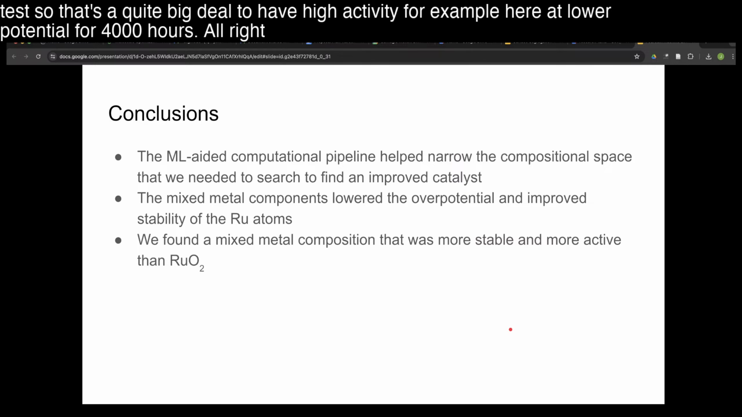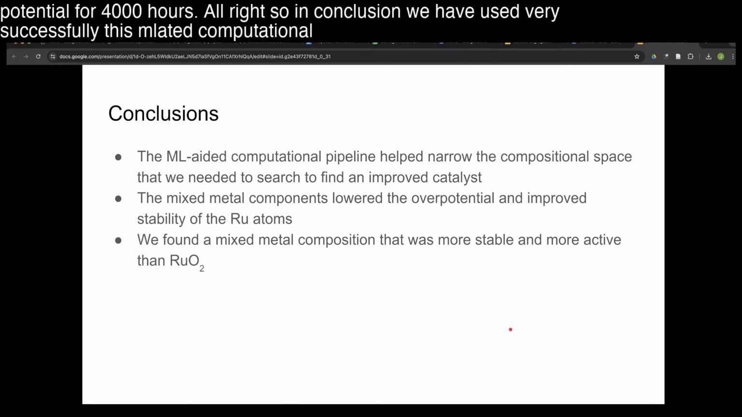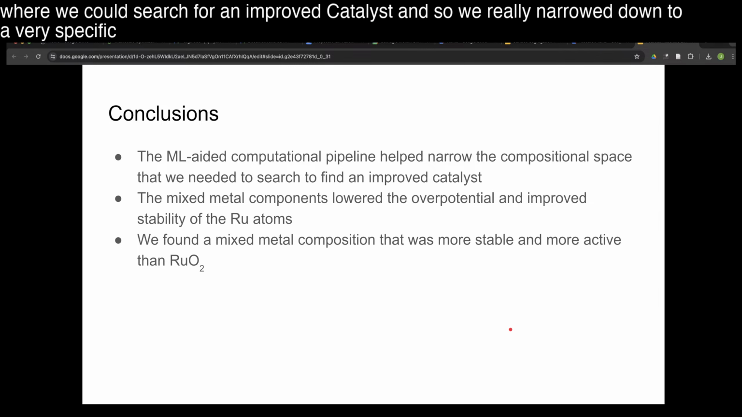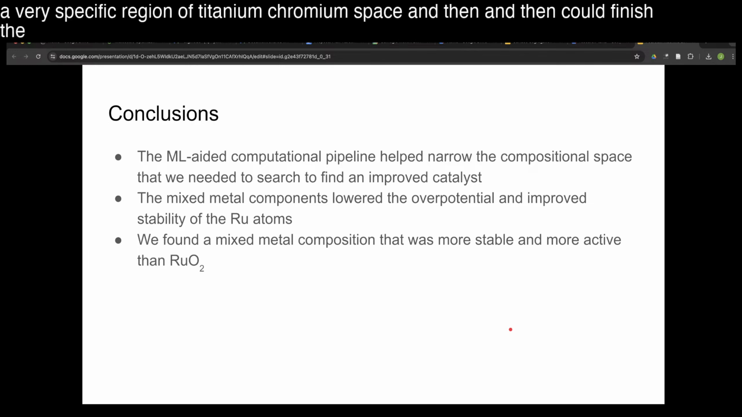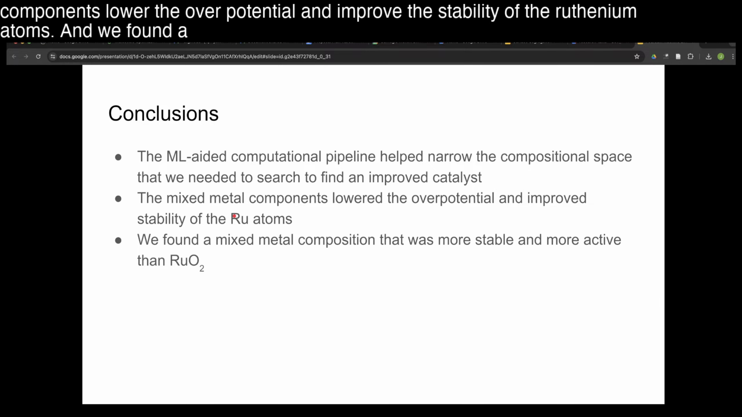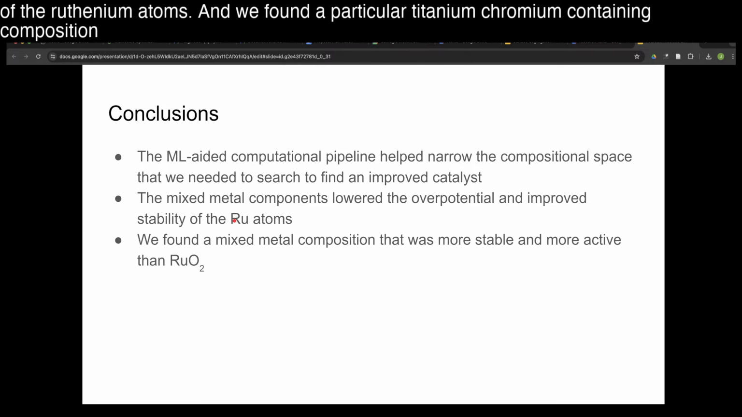All right, so in conclusion, we have used very successfully this ML-aided computational pipeline. I'd say this helped us narrow to a compositional space where we could search for an improved catalyst. And so we really narrowed down to a very specific region of titanium-chromium space, and then could finish the search with experimental work in that area. These mixed metal components lower the overpotential and improve the stability of the ruthenium atoms. And we found a particular titanium-chromium containing composition that was more stable and more active than ruthenium oxide.